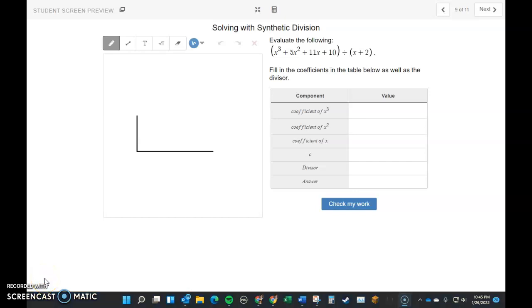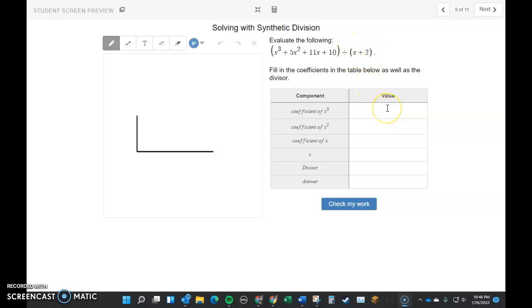Okay, so for the next slides, you'll need to now finish the work without it being calculated, but it'll set up the problem for you so it's not that difficult. Alright, for this one you'll see the starting values x to the third plus 5x squared plus 11x plus 10. We're going to take those and plug them in here, and we're dividing by x plus 2.